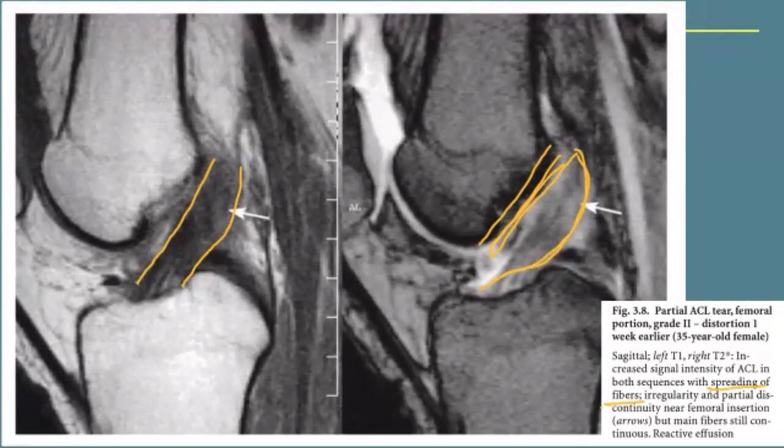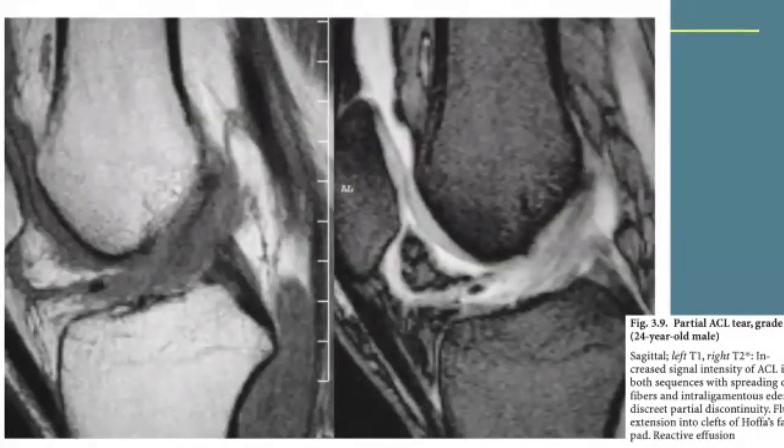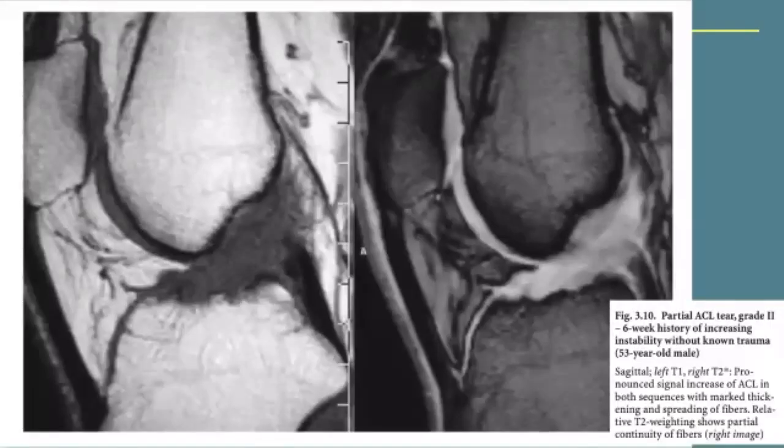This is very important. Spreading of the fibers, and if we don't treat this immediately, there will be thickening also. Delayed treatment causes thickening. See, in the anterior cruciate ligament the fibers are spread. This is also a partial tear, spreading of fibers occurred. This is also a partial grade, spreading.